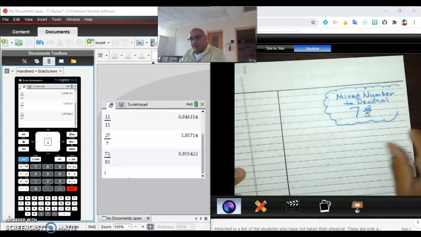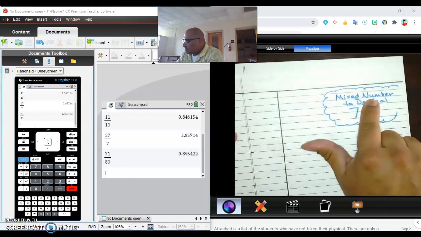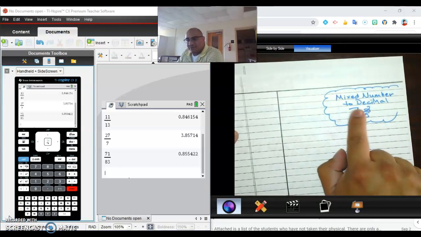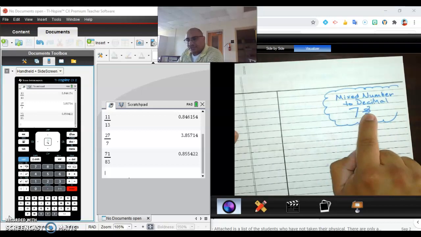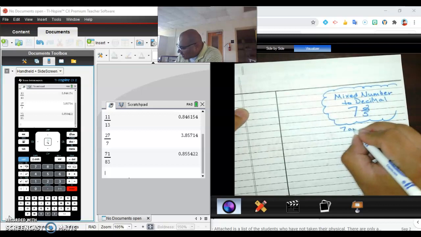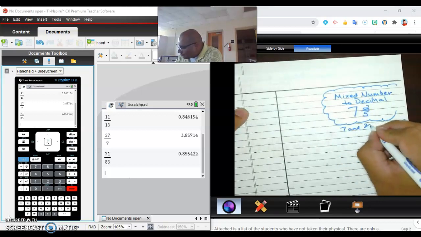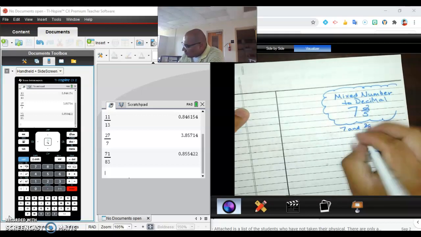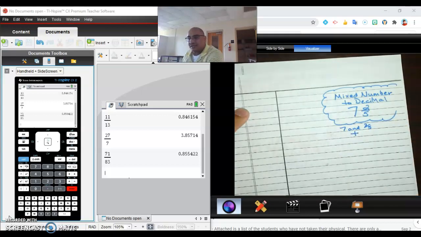All right, guys, next we're going to practice converting a mixed number to a decimal. And a mixed number is this here. We have a whole number and then a fraction. And the way you say it is going to be 7 and 2/5. In mathematics, this "and" represents a plus sign.